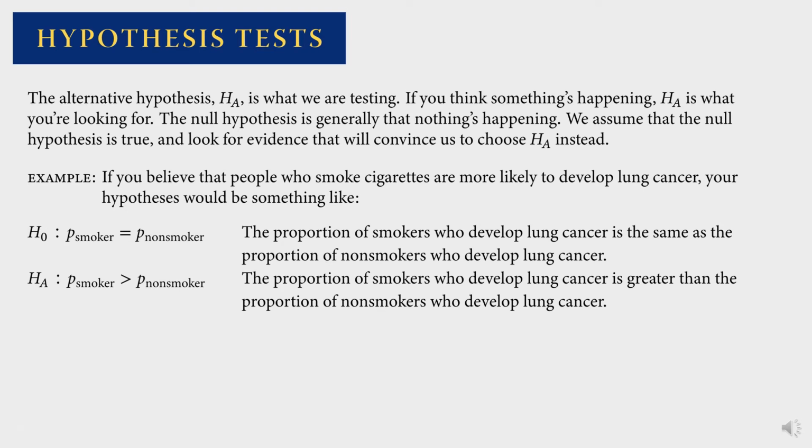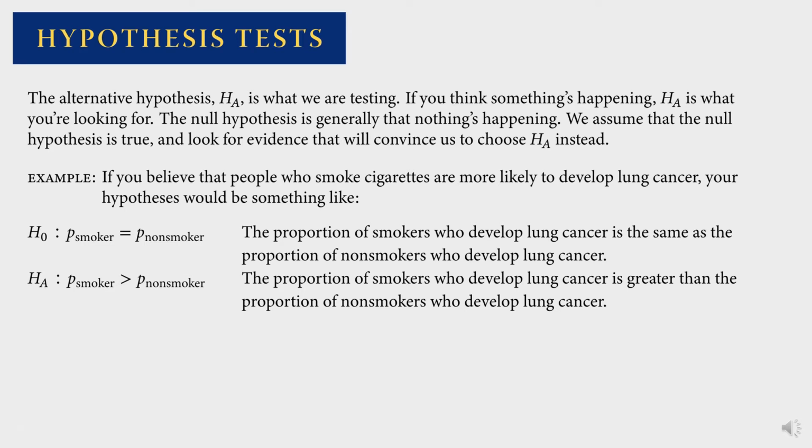HA is what you're trying to prove. In general, the null hypothesis is the uninteresting result. The null hypothesis is that nothing's going on, and the alternative is that something is going on. For example, if you think smoking causes lung cancer, your null hypothesis is that smoking doesn't cause lung cancer.